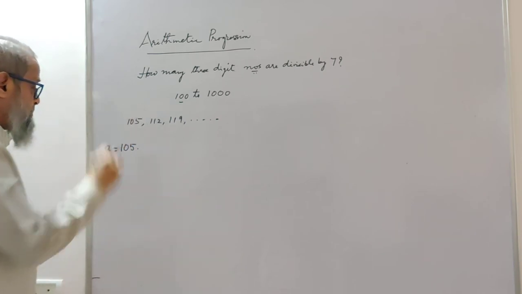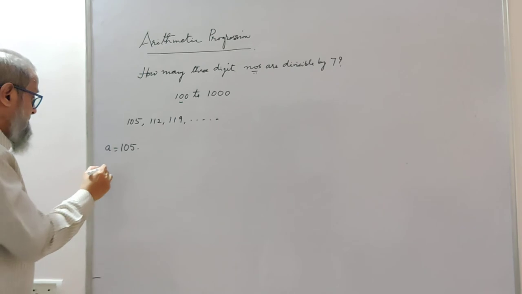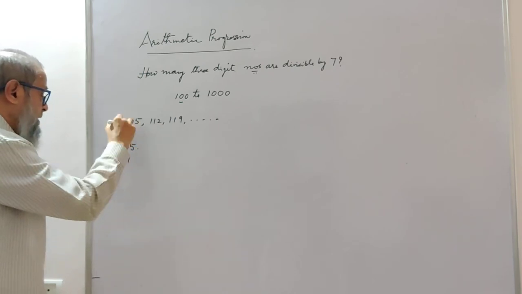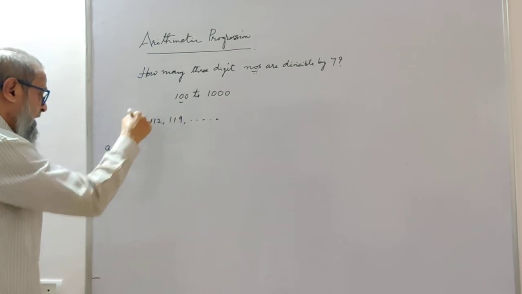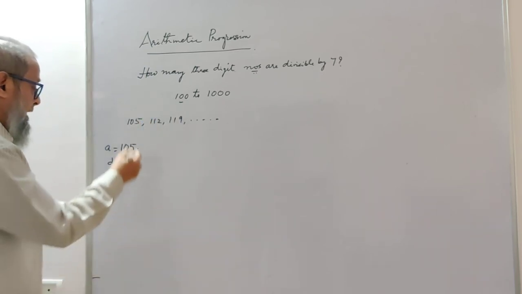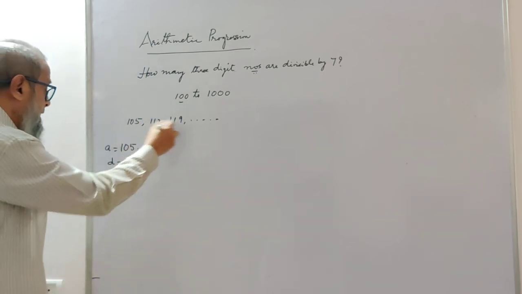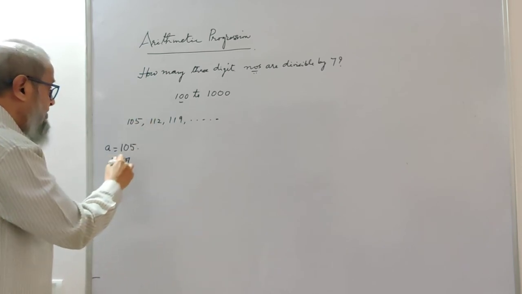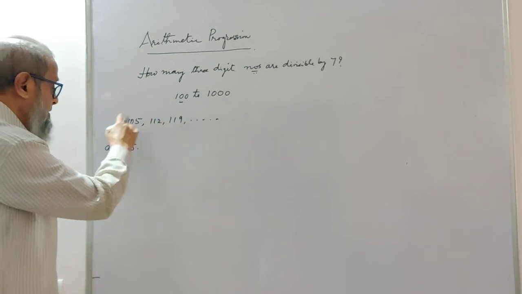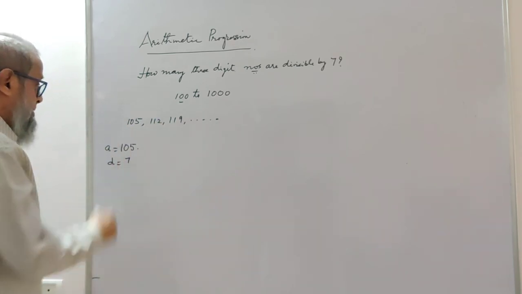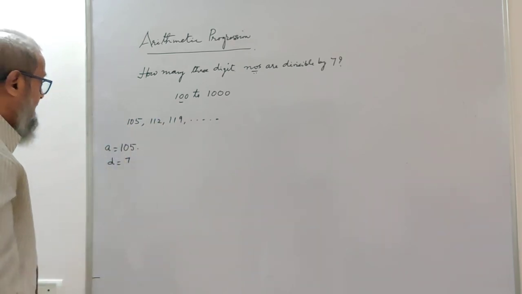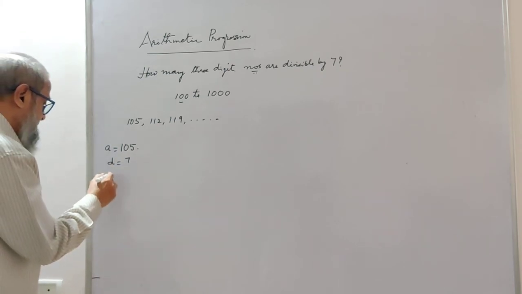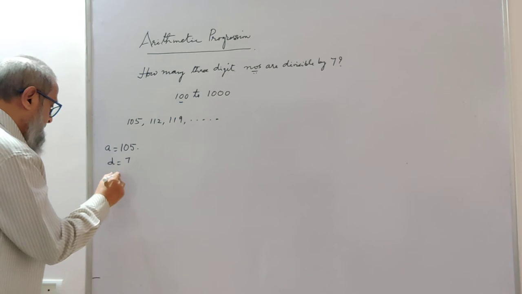So here A will be 105. And D is 7, that is 112 minus 105, or 119 minus 112, like that. They are divisible by 7, so the difference between them will be 7. Each number with the preceding number, if you subtract, you will get 7. That is the common difference. And what is the last number? That is the nth term.